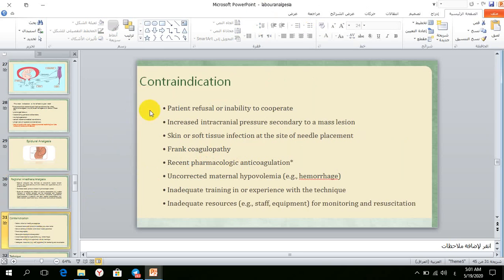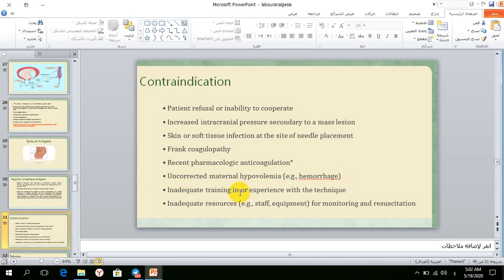Contraindication إلها شنو هي؟ Patient refusal or inability to cooperate. المريضة ما متعاونة، فهذه contraindication إلها. Increased intracranial pressure secondary to a mass lesion, skin or soft tissue infection at the site of needle placement, frank coagulopathy, recent pharmacological anticoagulation, uncorrected maternal hypovolemia, for example hemorrhage، مريضة عندها hemorrhage وبعدها hypovolemia وhypotension. هذه بما انه هذه هم السبب hypotension، اذا هي ما تفيدنا contraindicated، يعني تسوي لنا بعد راح تزيد لنا الhypotension.